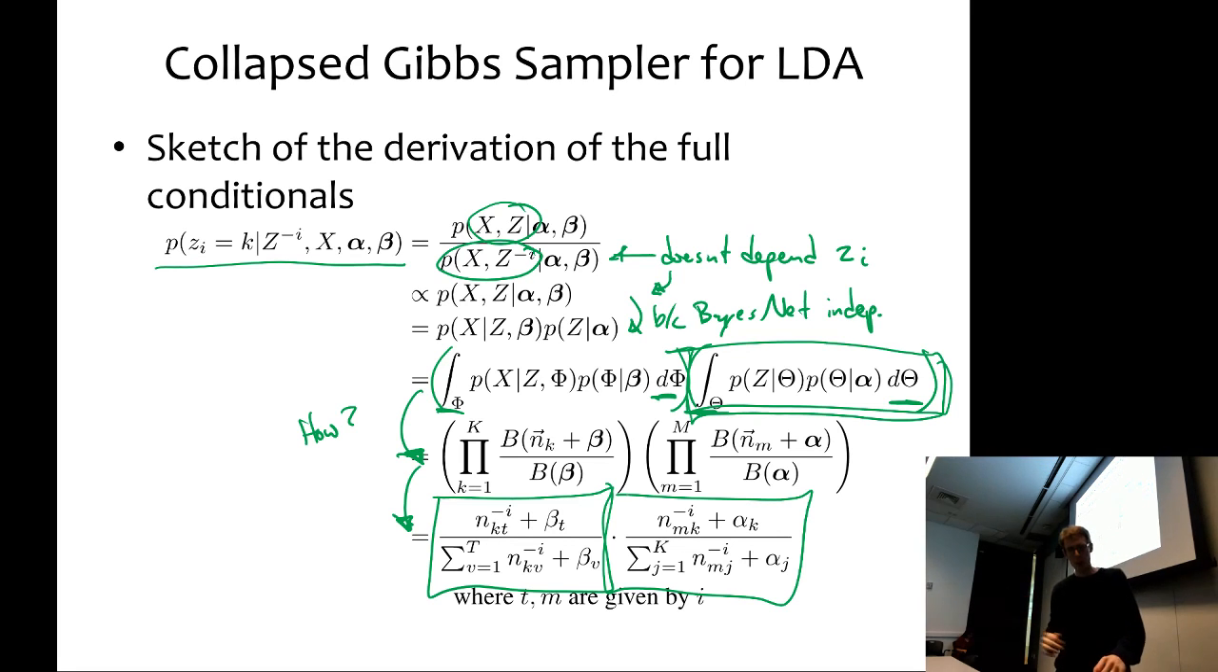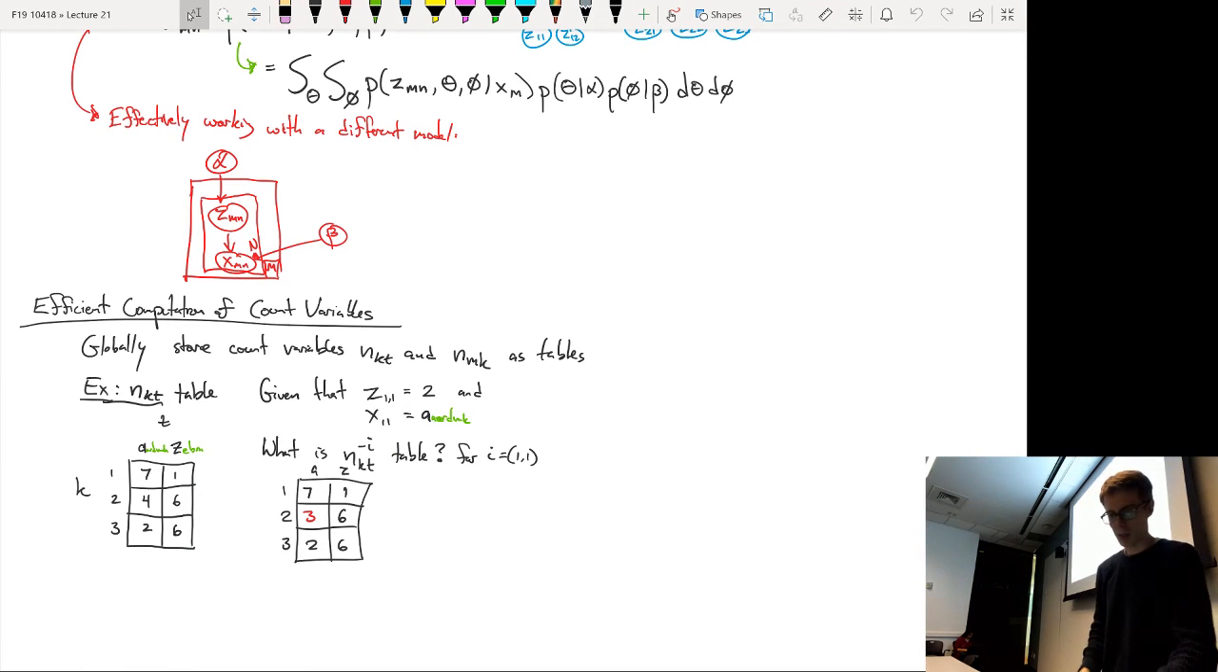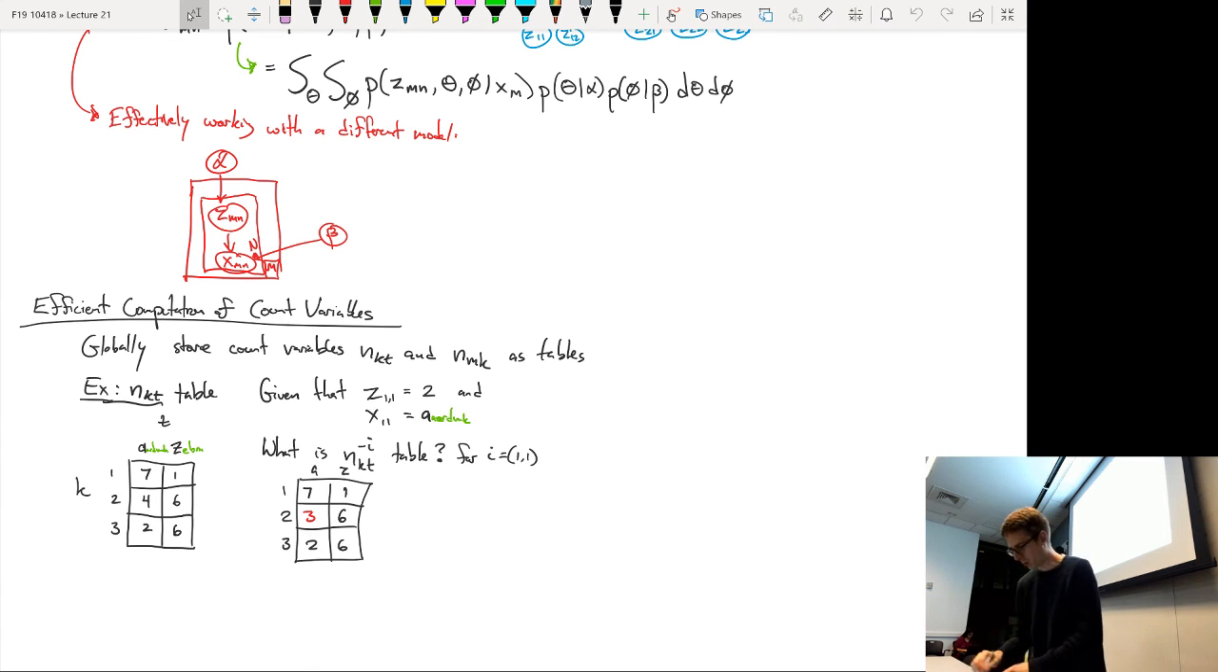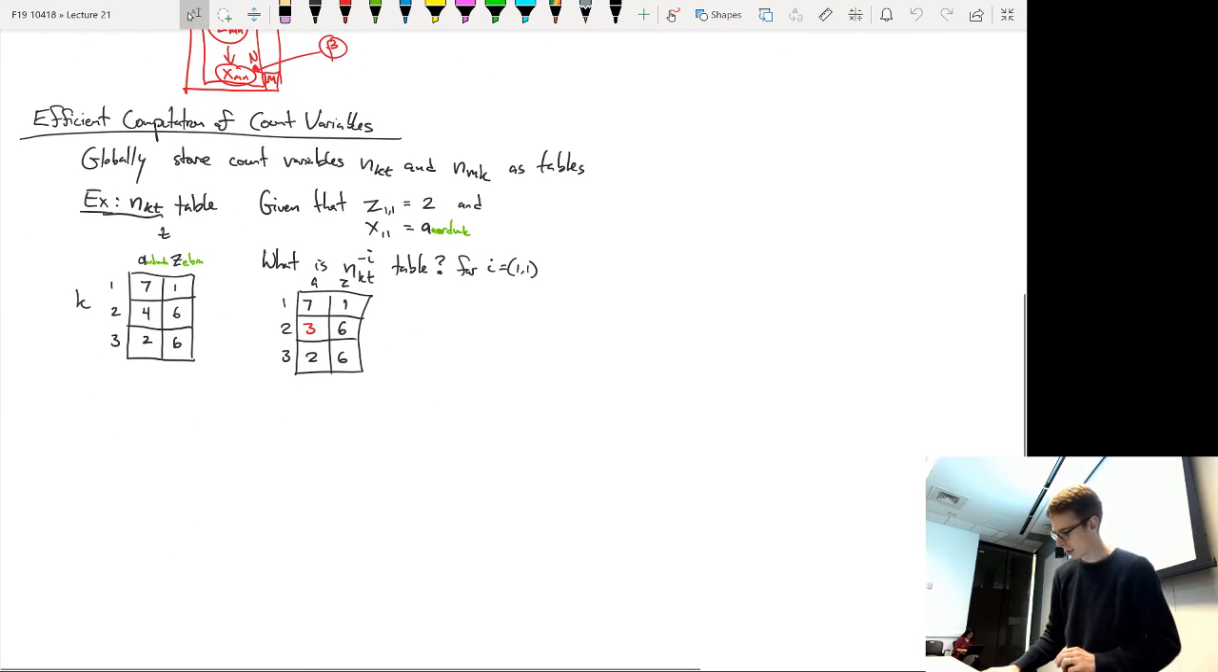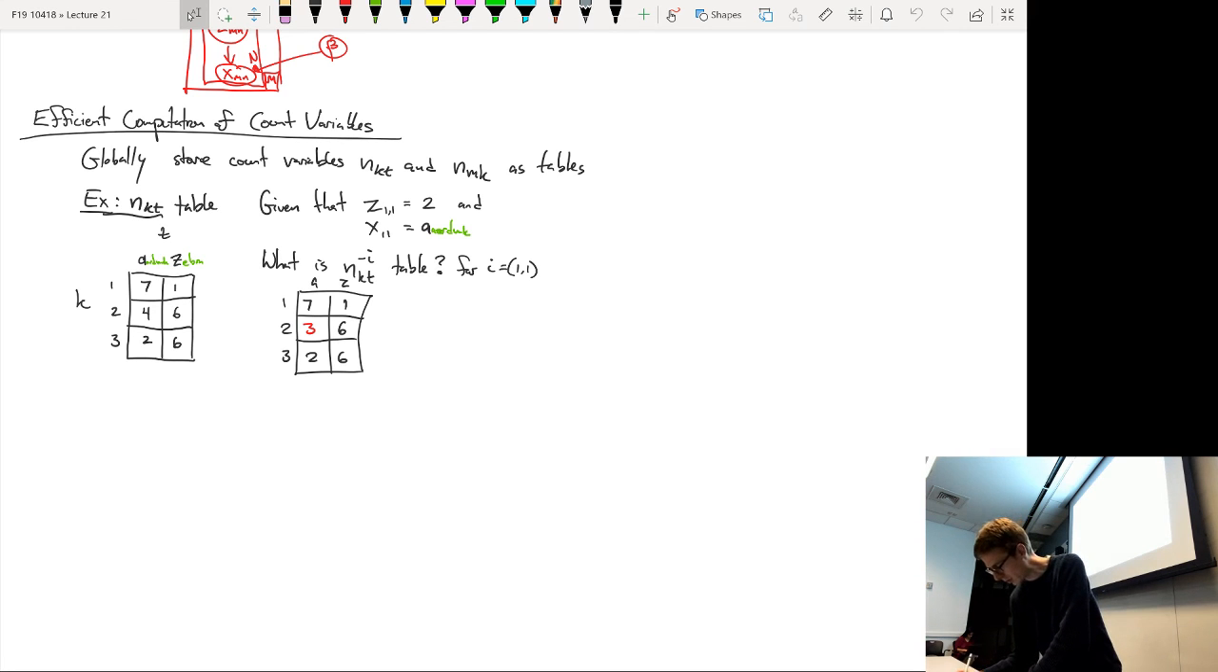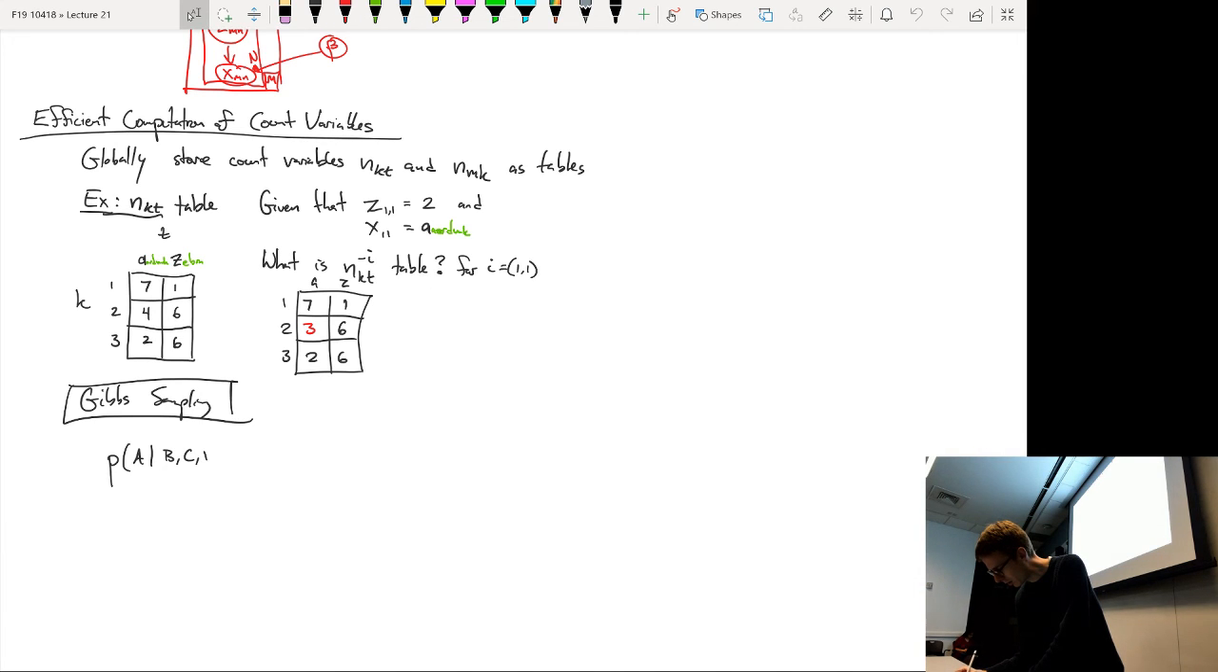If you think about this from a general Gibbs sampling perspective, in a general Gibbs sampling setting, the full conditional of some variable, P of A given, say, B, C, D, and E, is going to be something like: here's A, and it might have parent B, child C and D, and co-parent E.